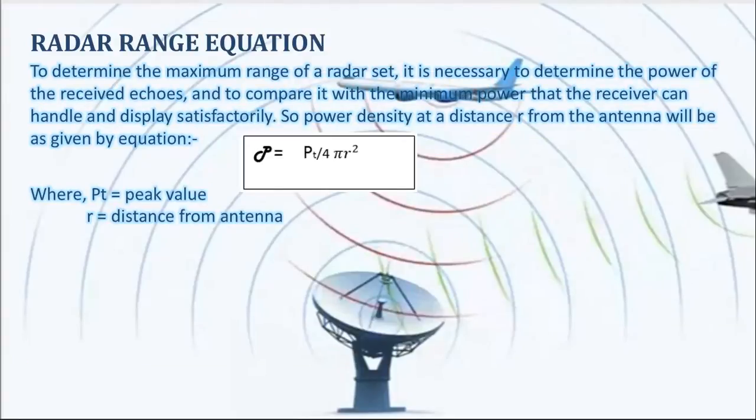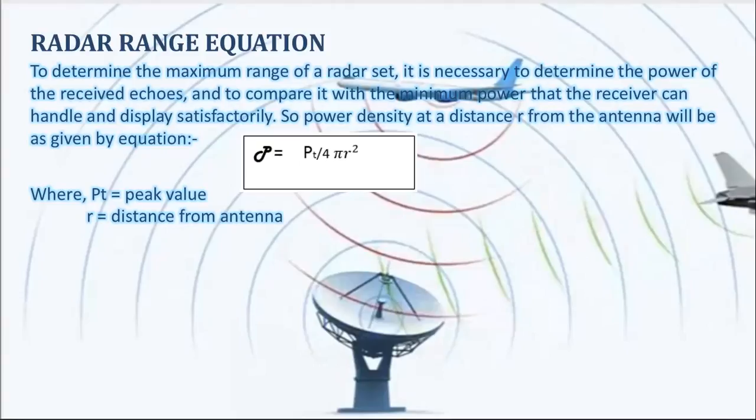Now I'll discuss radar range equation. Why we have to use radar range equation? To determine the maximum range of a radar set, it is necessary to determine the power of the received echoes and to compare it with the minimum power that the receiver can handle and display satisfactorily. So, power density is given as P divided by 4 pi r square, where P is the peak value of the power and r is distance from antenna.